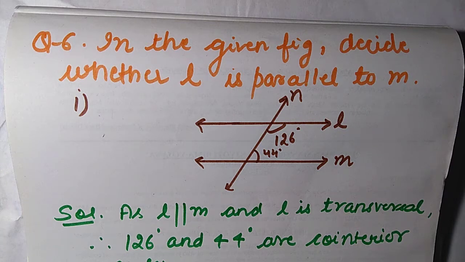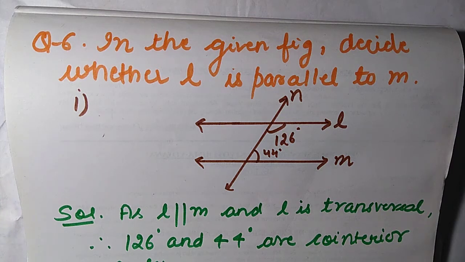Either you can prove one pair of corresponding angles are equal, or you can prove alternate interior angles are equal, or you can prove alternate exterior angles are equal, or the fourth one is you can prove the sum of interior angles on the same side of the transversal is supplementary, which is the same as co-interior angles. The sum of co-interior angles must be 180. So in this case I am taking one case, that is co-interior. I will check whether the sum of co-interior angles is 180 or not.